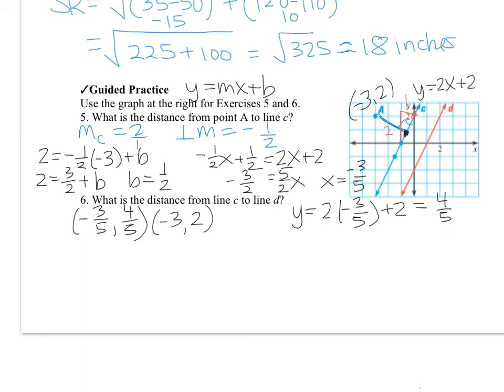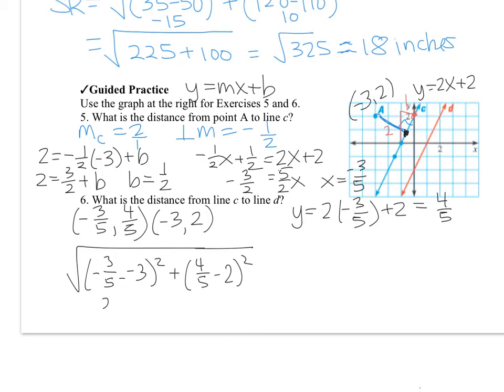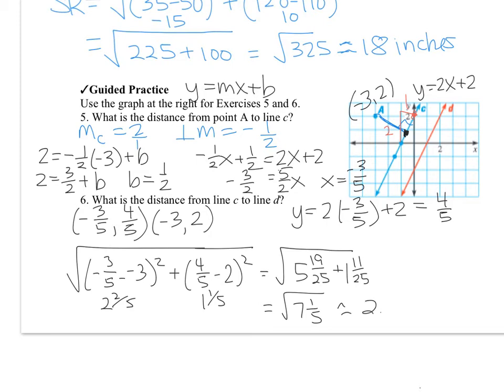Distance formula: subtract the x's squared plus subtract the y's squared. And you should very easily be able to just put those in the calculator. You get this as 2 2/5. You get this as 1 1/5. Squaring them, you get 5 19/25 plus 1 11/25, which is the square root of 7 1/5, which is approximately 2.7.